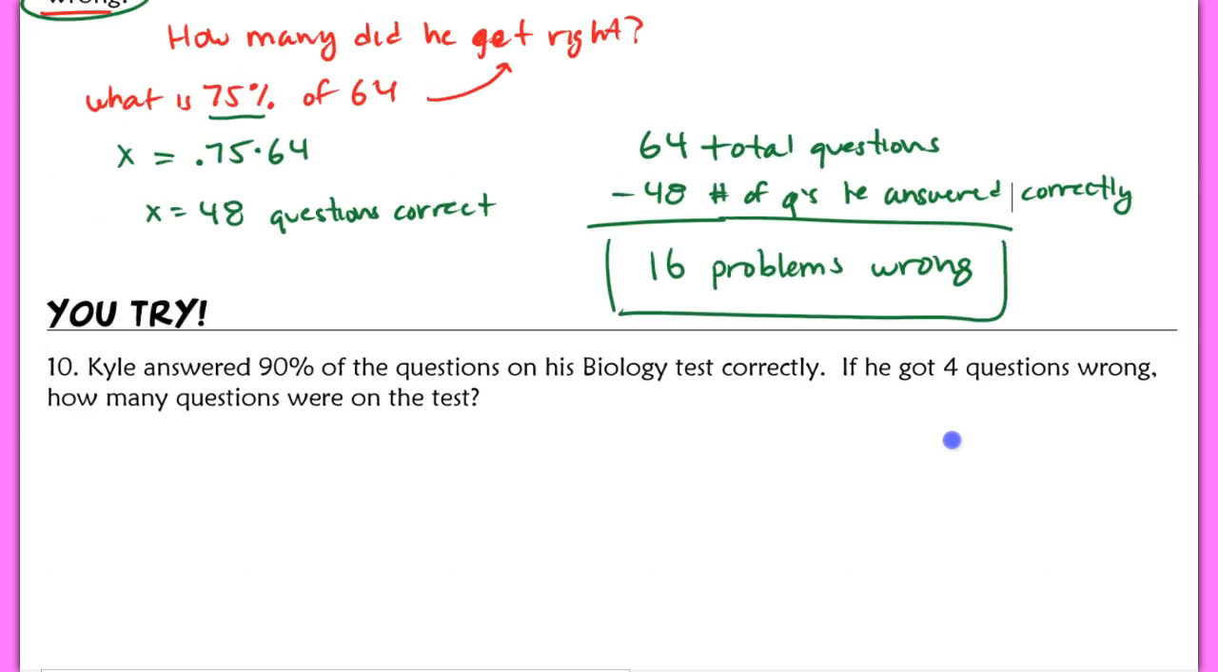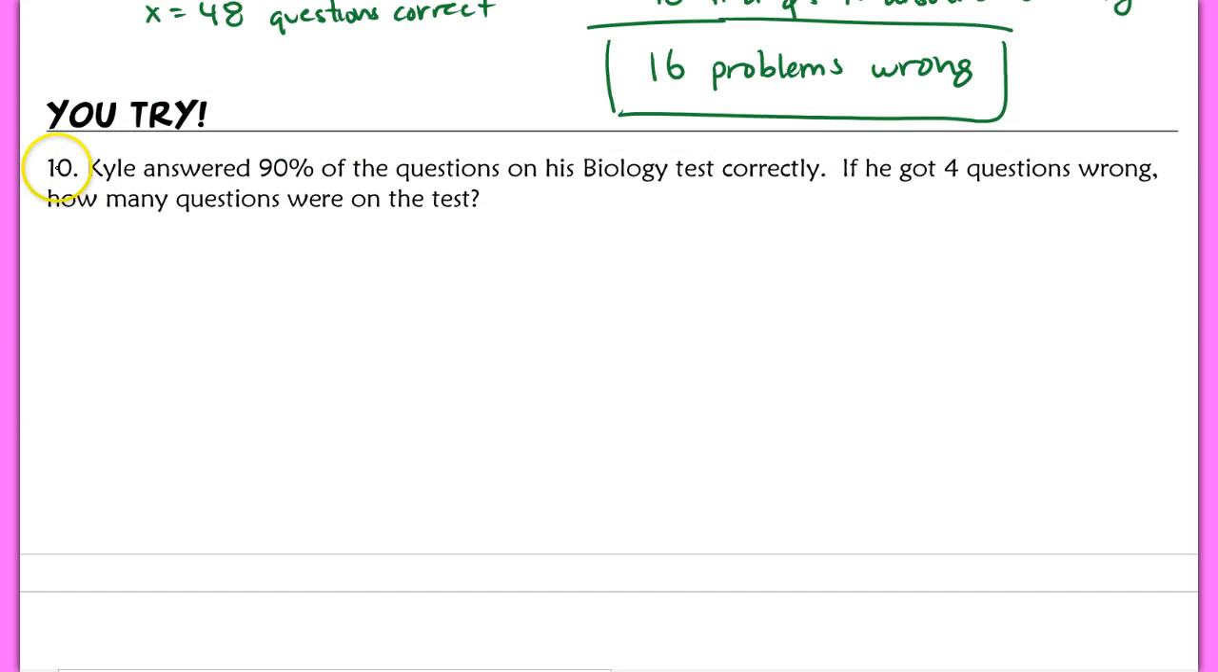Okay, the last question here is number 10. It's very similar to question number 9. I would like you guys to try all of these questions and then make sure you get them checked with me before you move on to skill sheets 1 and 2 and then onto the critical thinking packet. All right, nice job. Get to work.